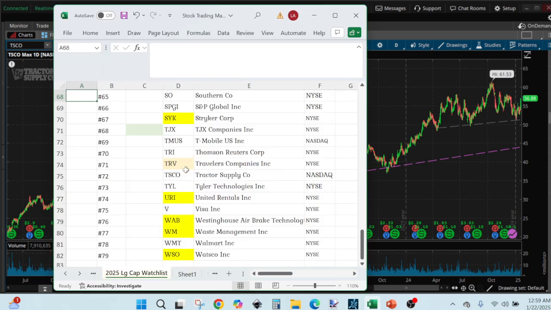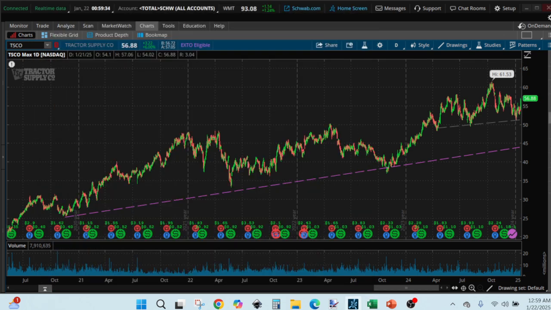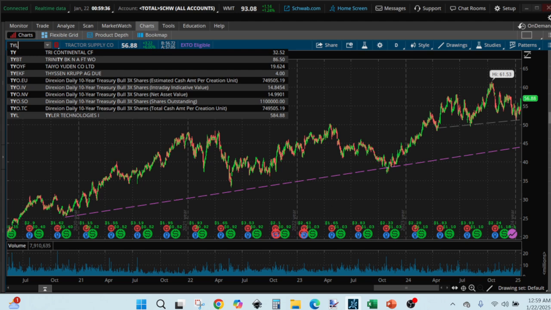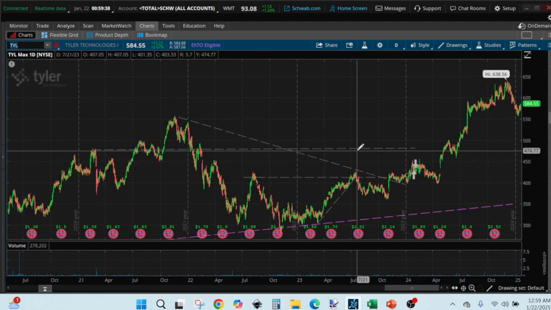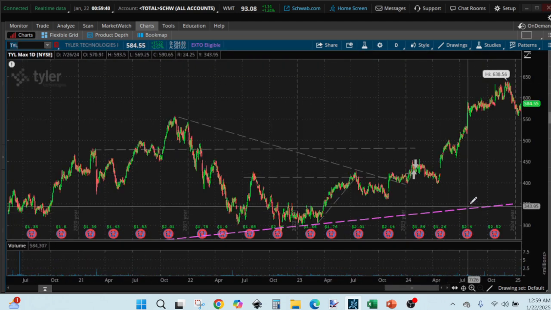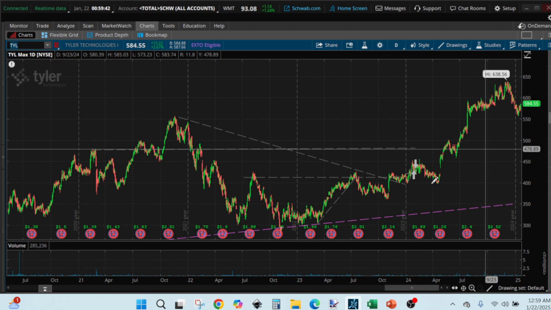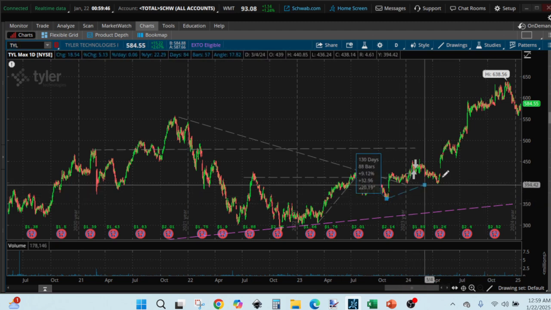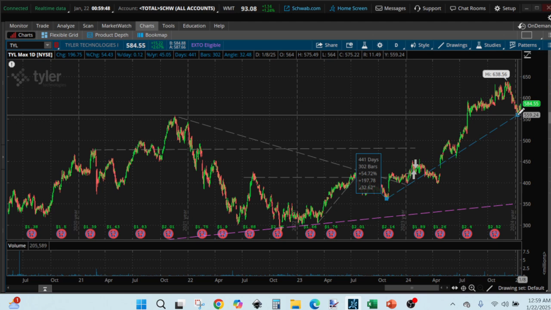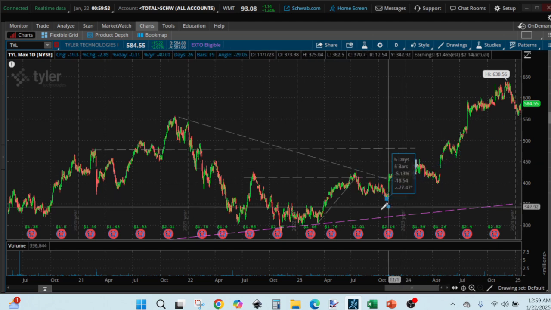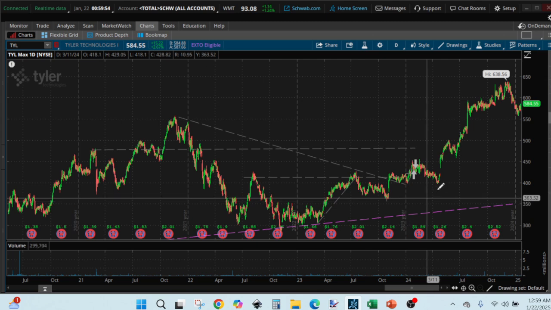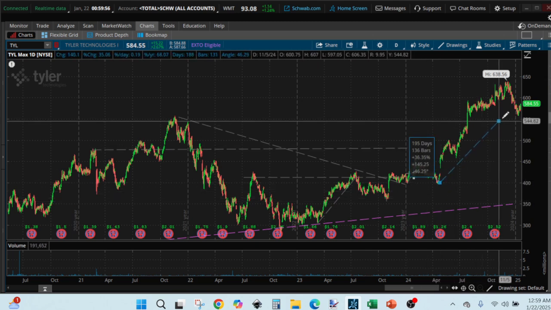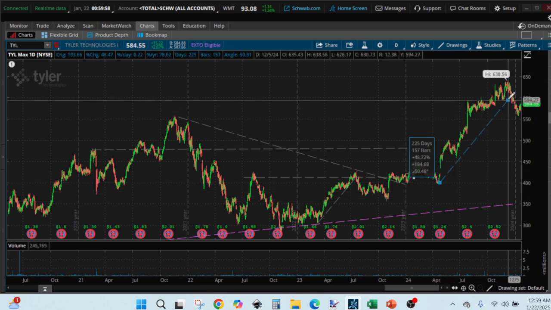The next one is TYL. So TYL, we like to buy at this line, but right now it's going up. It seems to me that we could trace, that's just, it crossed it too much, but it seems to me that it's following a trend line.